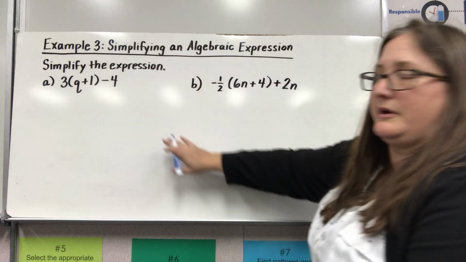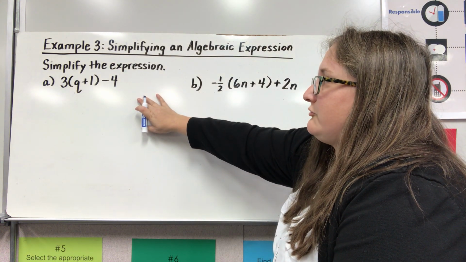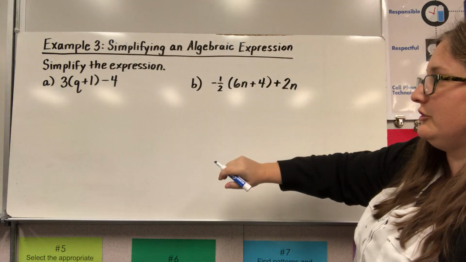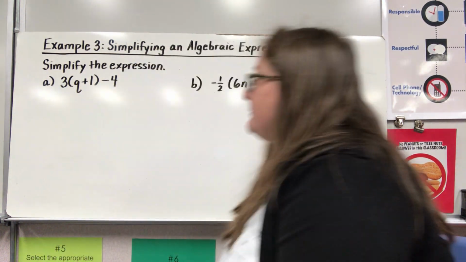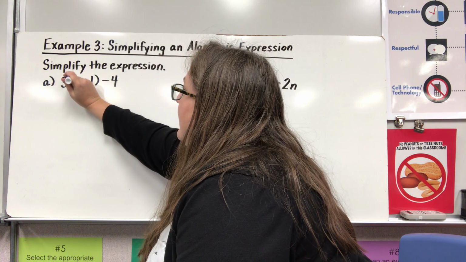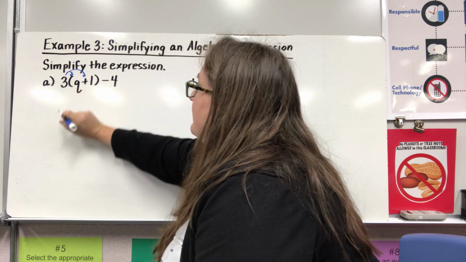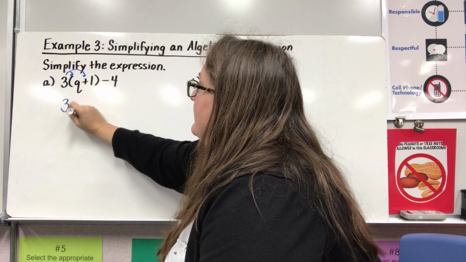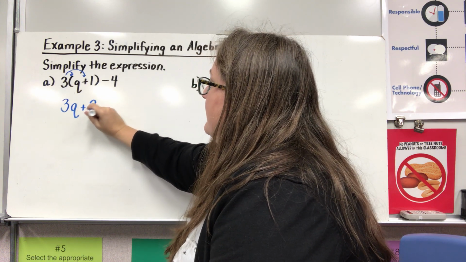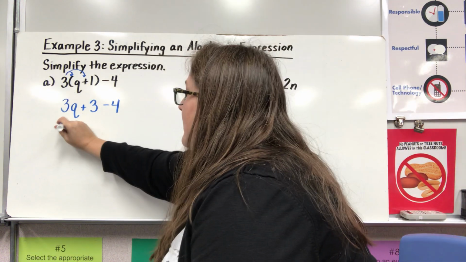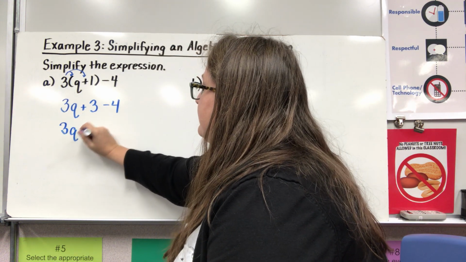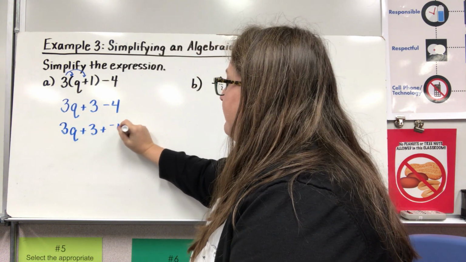In this case, we need to get rid of some parentheses. So I'm going to use that distributive property. And I'm actually going to multiply the 3 by my q and my 1. So I'm going to multiply into this parentheses with my 3. I'm going to get 3q plus 3 minus 4. Then I want to change this to addition. It's going to become 3q plus 3 plus negative 4.